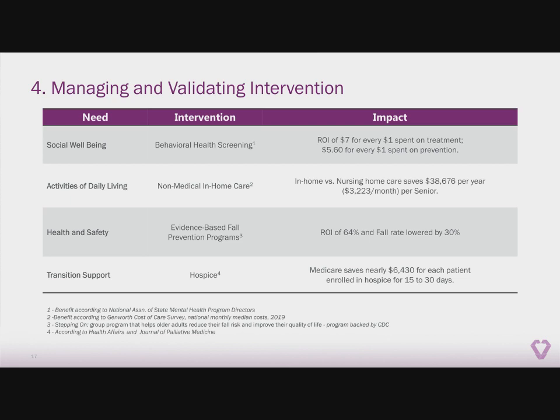Finally, I want to touch on hospice. And according to Health Affairs and the Journal of Palliative Medicine, we know that Medicare saves nearly $6,500 per patient when we can get patients enrolled into the hospice benefit for at least 15 to 30 days versus the less than 7 days that most patients are on hospice.